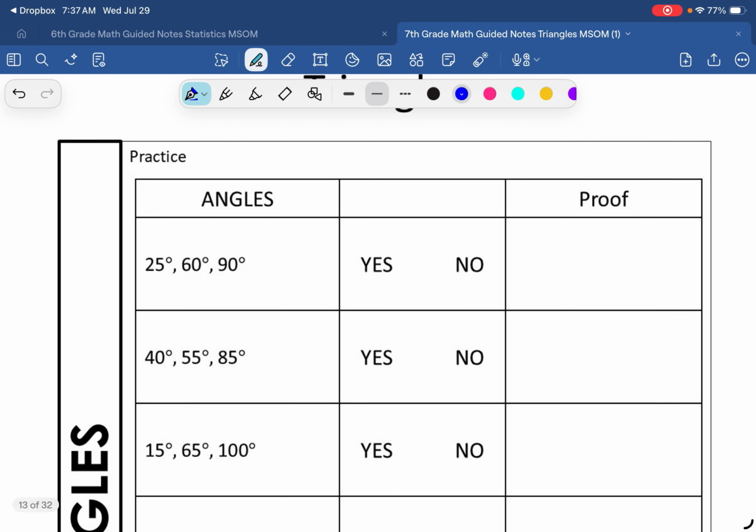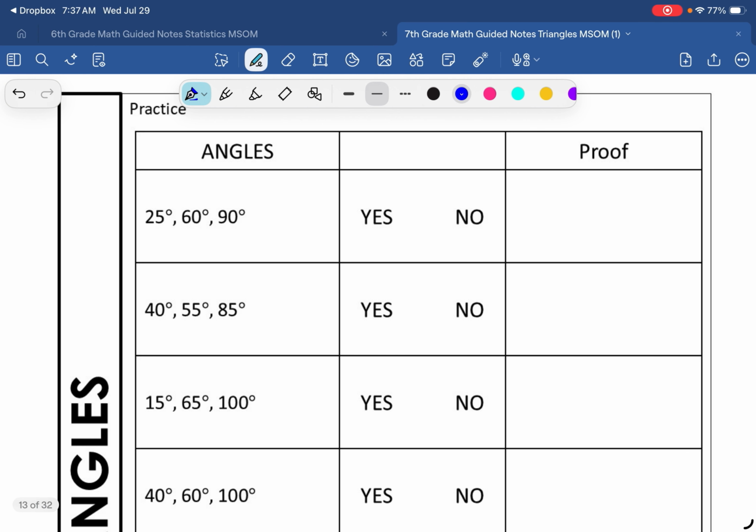Practice. We are going to determine if these angles will form a triangle. 25 plus 60 plus 90. Now, if you want to go through and try this yourself and then come back and check, I think that's a great idea. So I'm going to sum 25 plus 60 plus 90. Summing those together, that gives me 175, which is not 180. So no, those angles will not form a triangle.